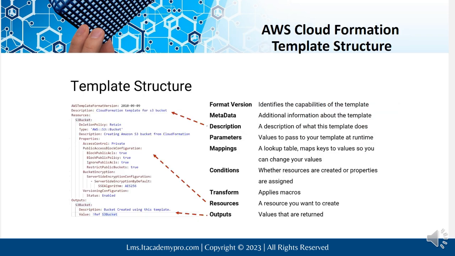AWS CloudFormation template structure. Now let's break down a CloudFormation template. Don't worry, it's not as scary as it sounds. A template has a format version and description, so AWS knows what it's looking at. Parameters, customizable values to make your template flexible. Resources, the actual AWS services you want to deploy. Outputs, useful information you might want to grab from the stack.